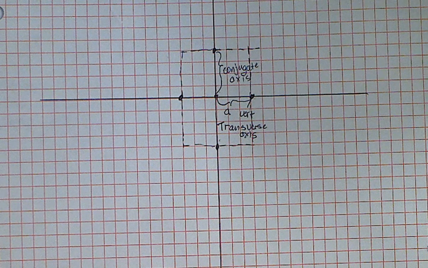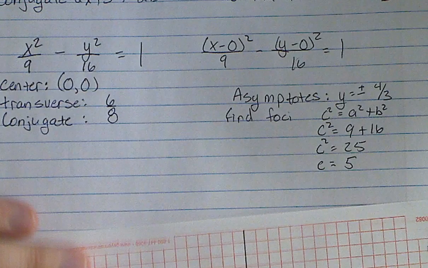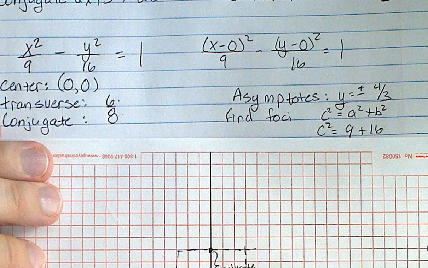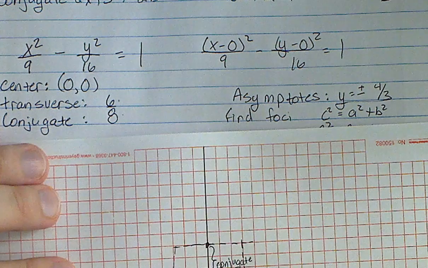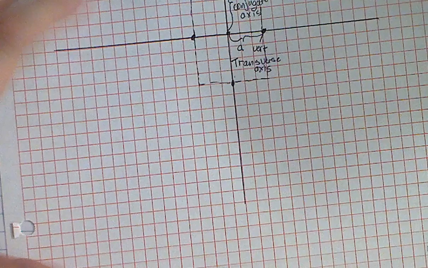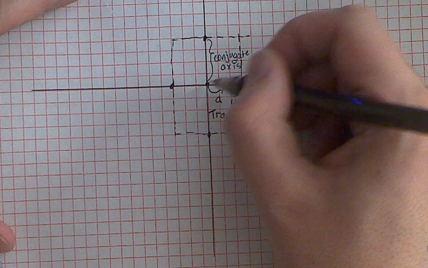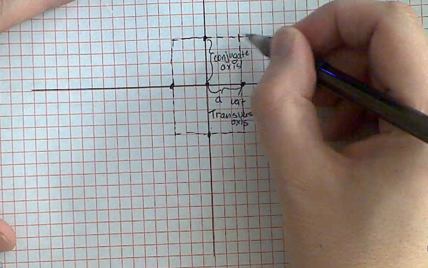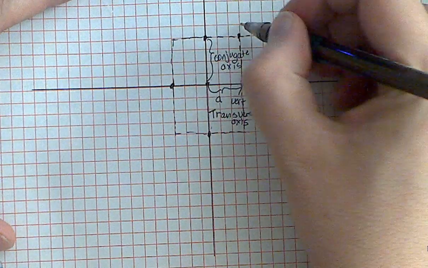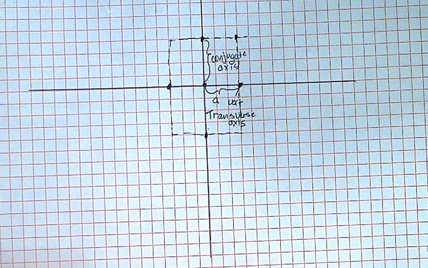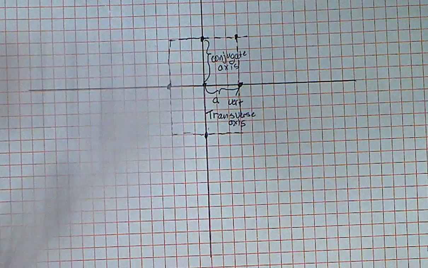Got it. Now I've done the transverse axis and the conjugate axis. The next thing I'm going to do is draw in the asymptotes, which are y equals plus or minus 4/3. So if it's plus 4/3, that means you would start at 0, go up 4, right 3, and put a dot. 1, 2, 3, 4, 1, 2, 3, dot. And then I'm going to graph this with another dashed line, because this is an asymptote.